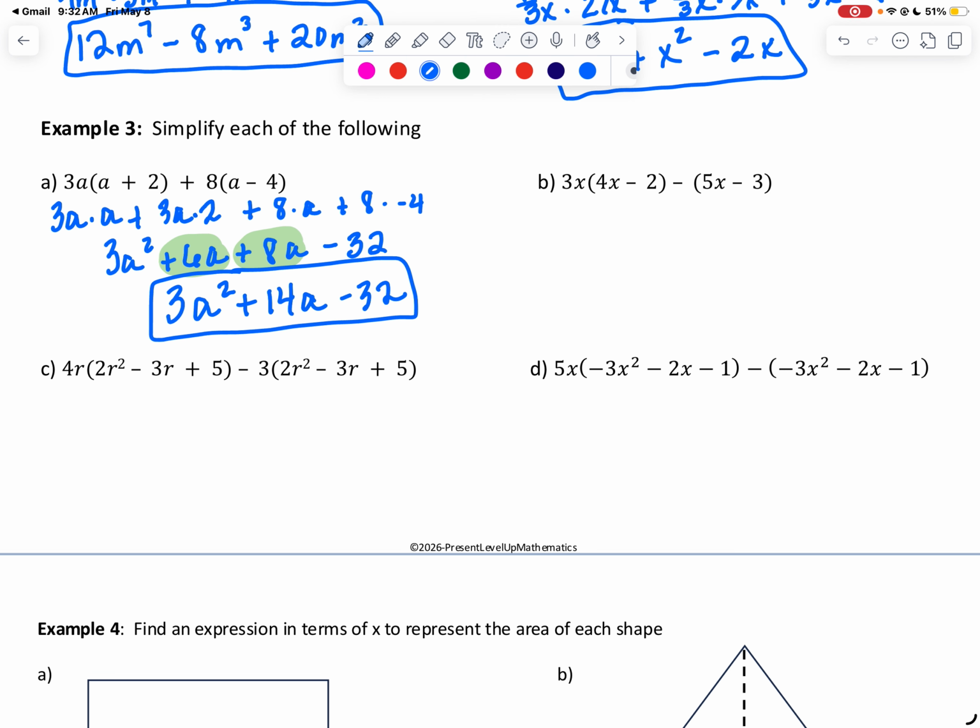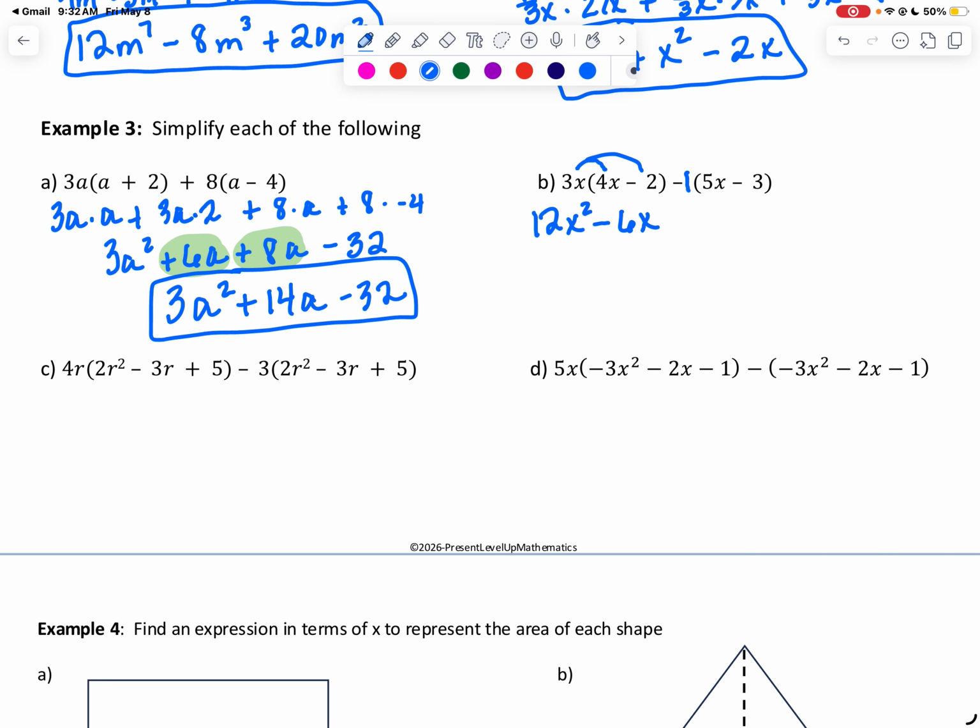All right, problem B. We have 3x times the quantity 4x minus 2 minus, and this is actually a 1, understood 1, minus 1 times the quantity 5x minus 3. So I'm going to multiply everything in this first parenthesis by 3x. So 3x times 4x is 12x squared. And 3x times negative 2 is negative 6x.